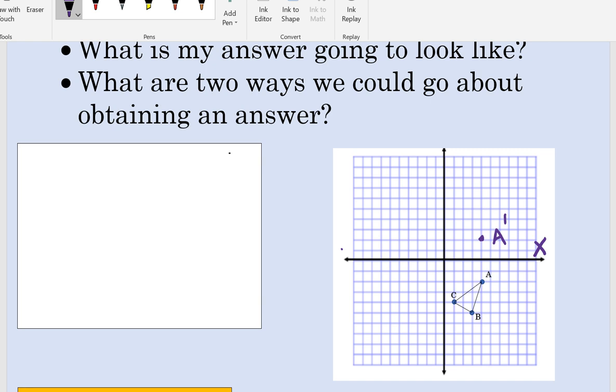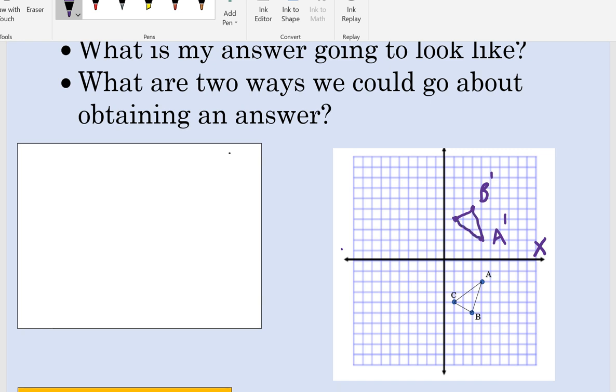Do point B next. You are 1, 2, 3, 4, 5 units away across the x. You're going to be 1, 2, 3, 4, 5 units away across your x over here. We're going to call this B prime. And then C is at 1, 2, 3, 4. You're 4 units away. It's going to be 1, 2, 3, 4. It's just that easy, okay? This is going to be a reflection across the x-axis.